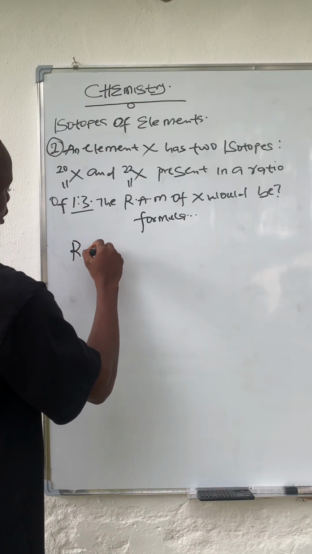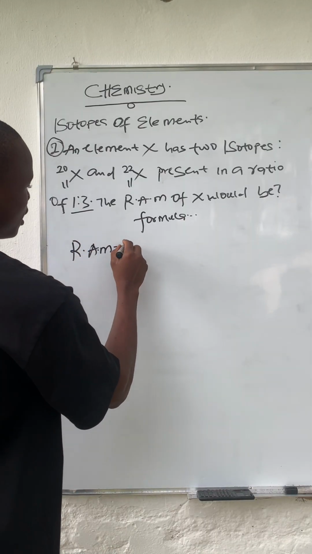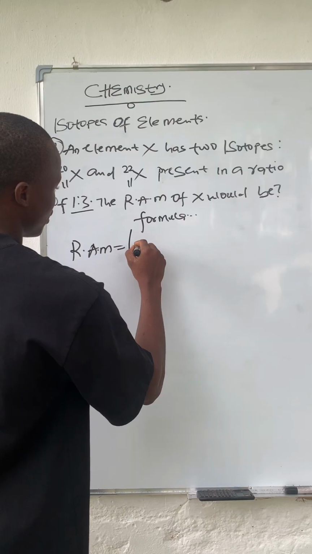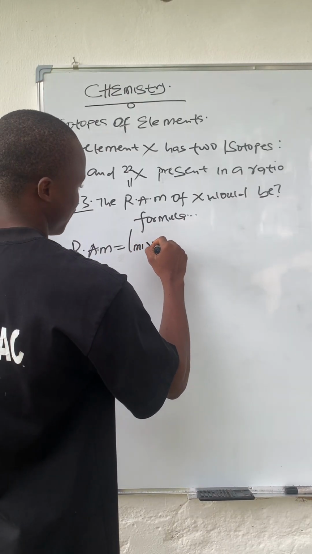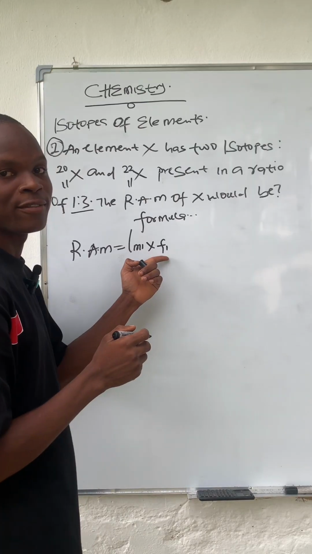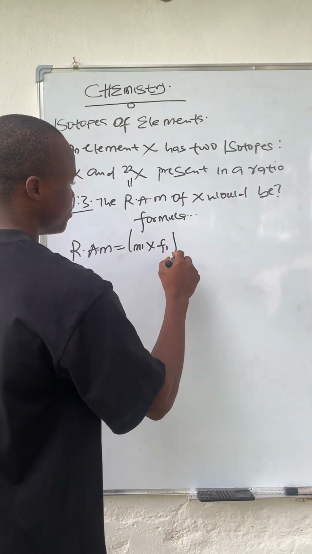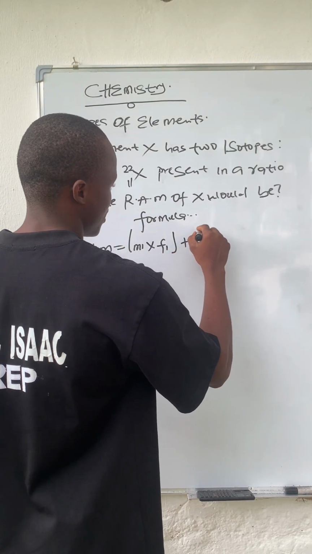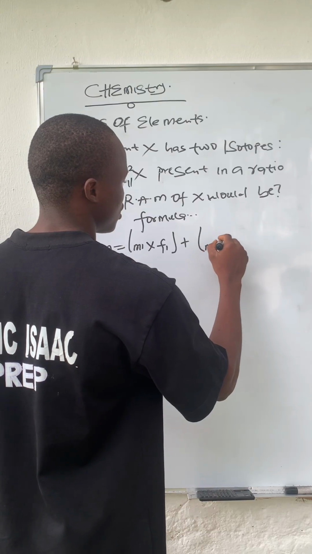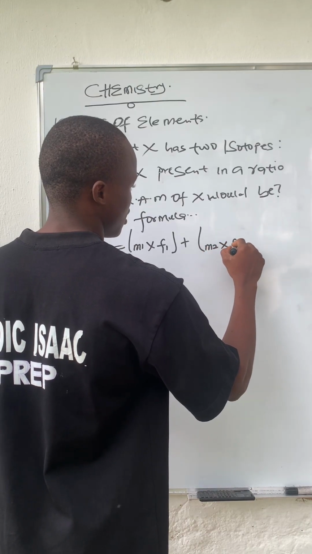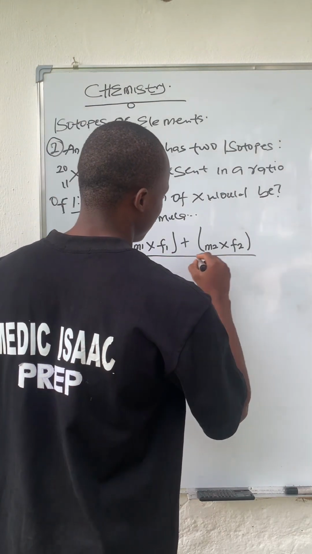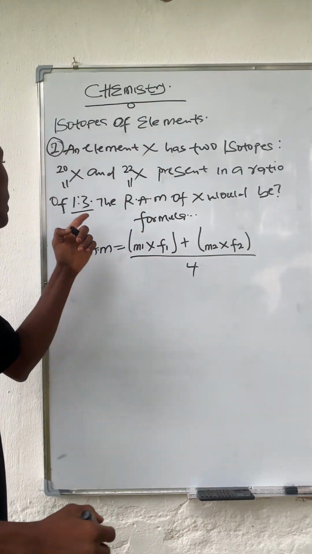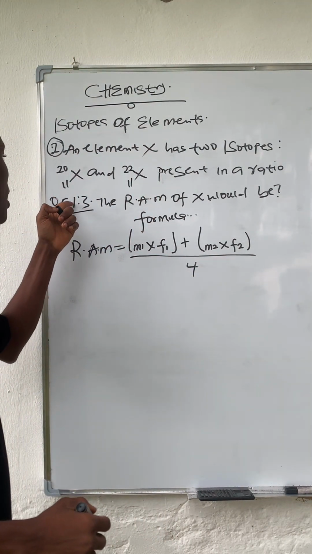RAM equals our normal mass 1 times F1. This F1 is the fraction. You close the bracket, plus our normal mass 2 times F2. You close the bracket. Do you understand? All in 4. Where do we get this 4? We get it by adding up this ratio.